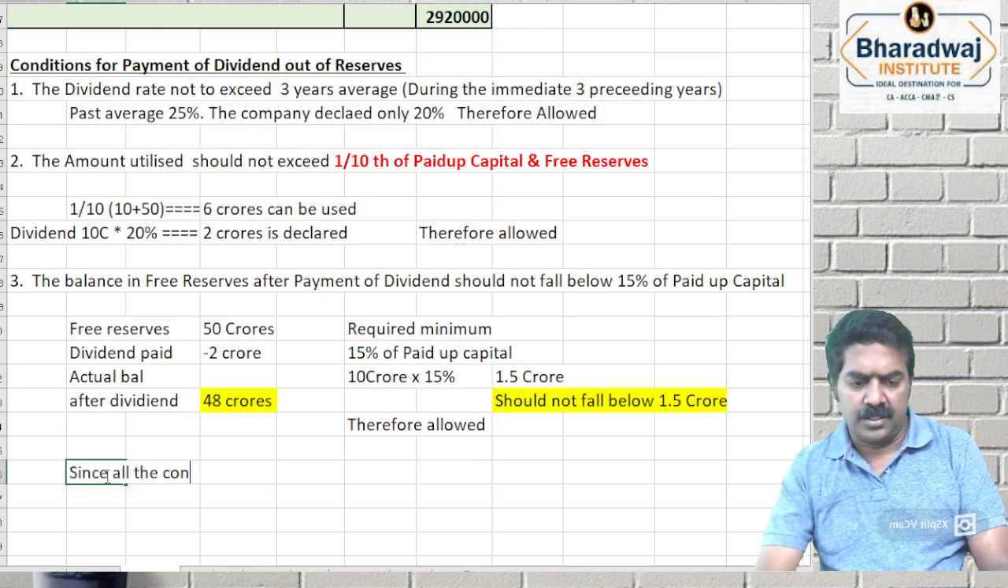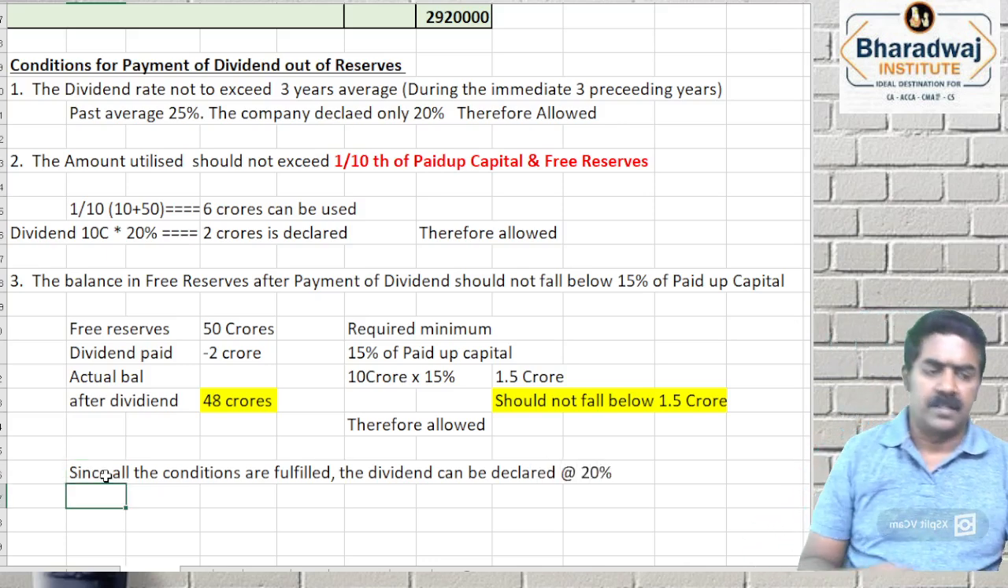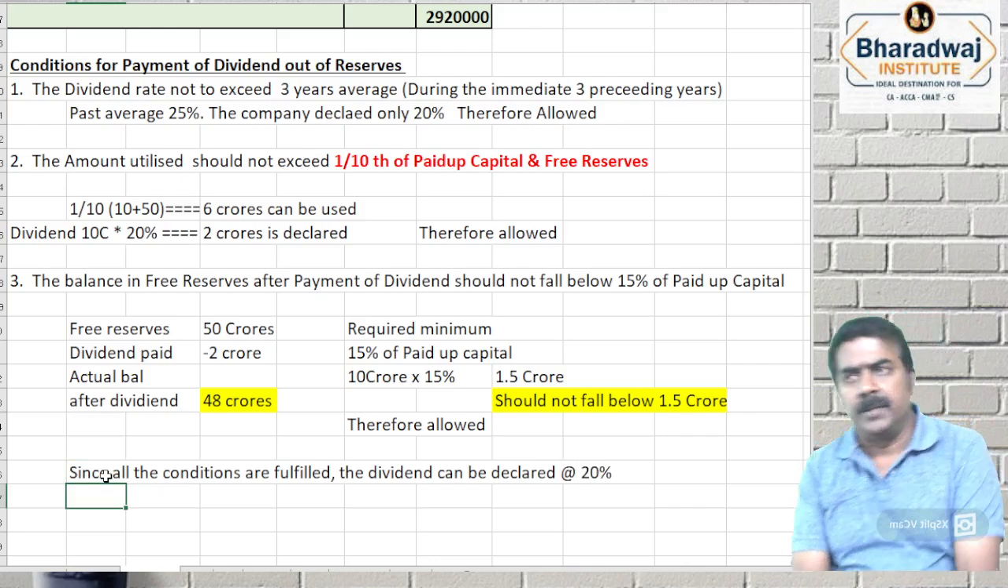Since all the conditions are fulfilled, the dividend can be declared at the rate of the available percentage, 20%. At the rate of 20%.